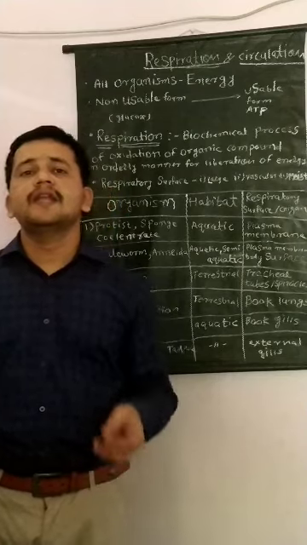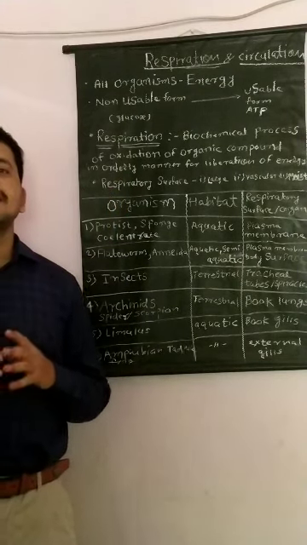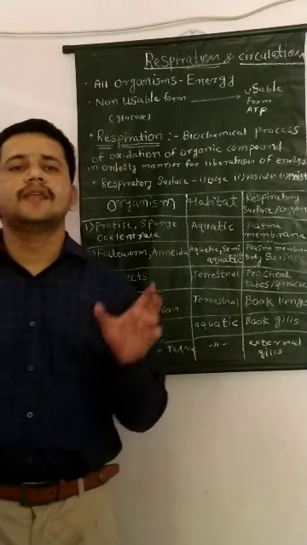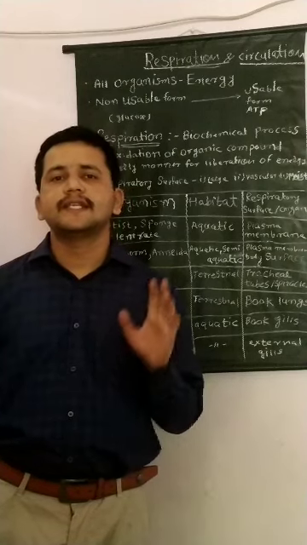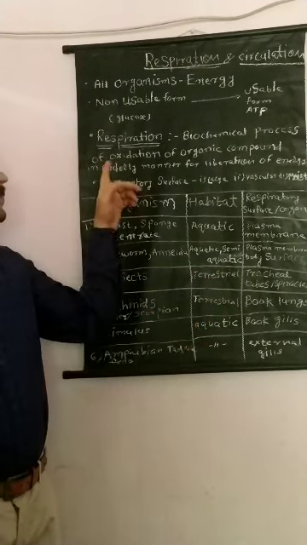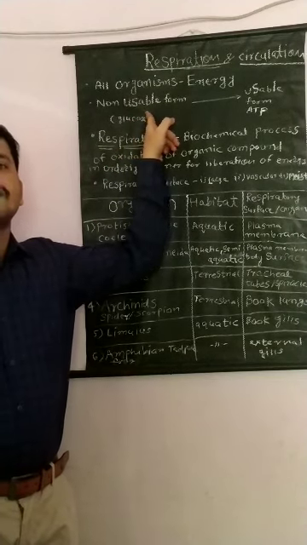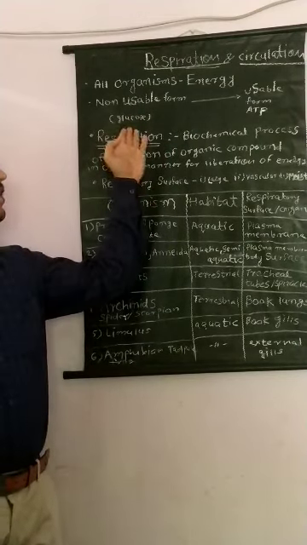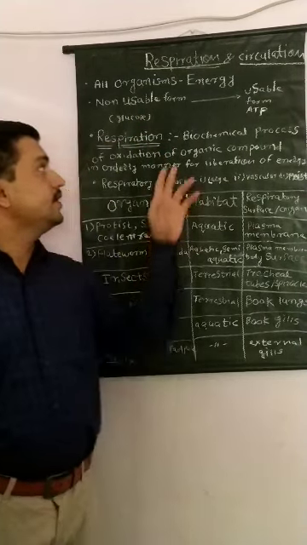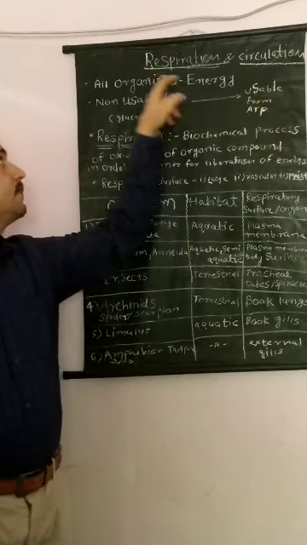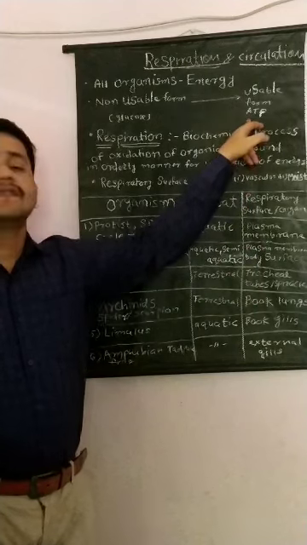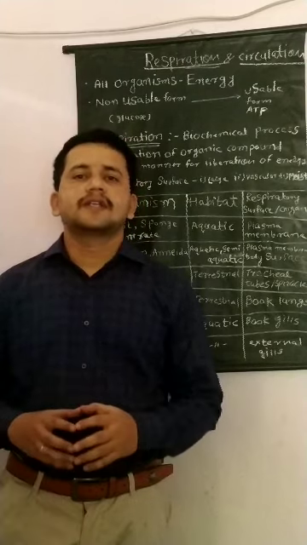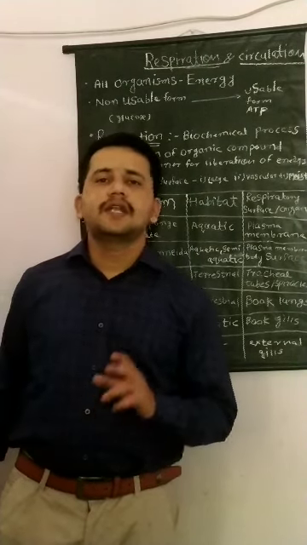So friends, when we eat food we get energy, but it is in a non-usable form. This means the energy cannot be directly used by the body for performing various reactions. Therefore, the non-usable form of food, that is glucose, sucrose, whatever it may be, cannot be directly used as energy. It is converted into a usable form by the process of respiration, and that usable form is called ATP.